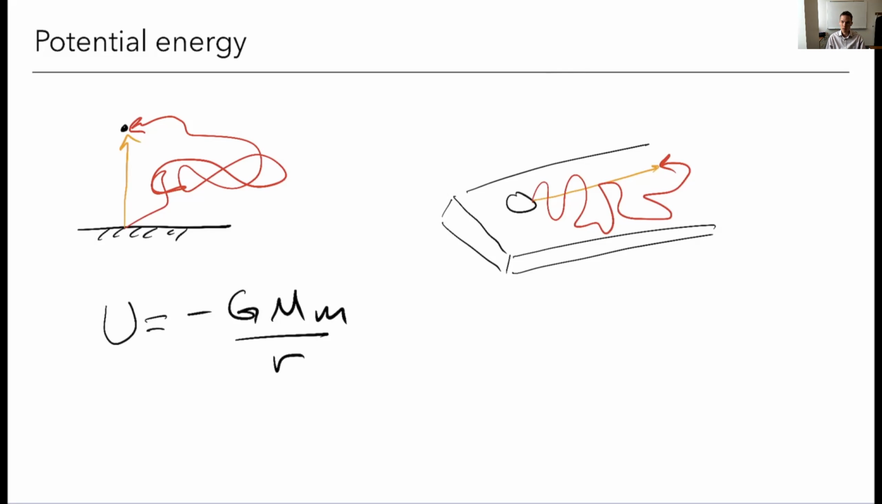Another way this is useful is we can think of what's called a gravity well. Let me just pull up a picture, for example.